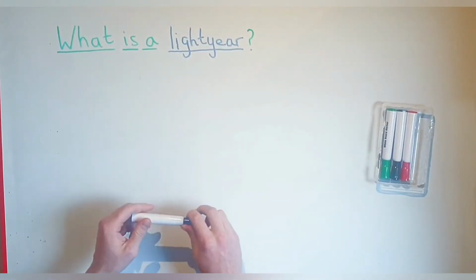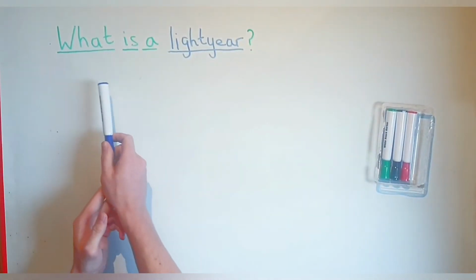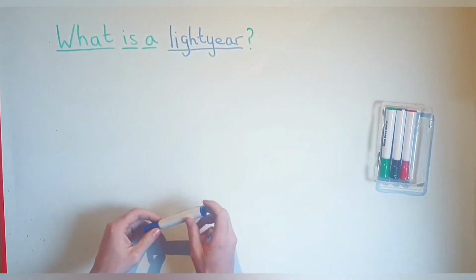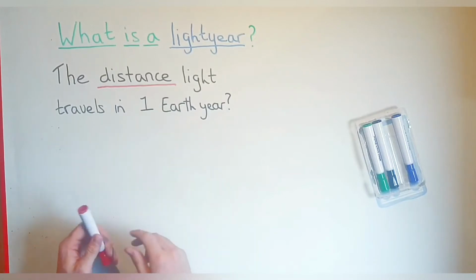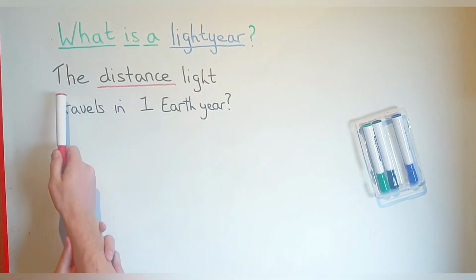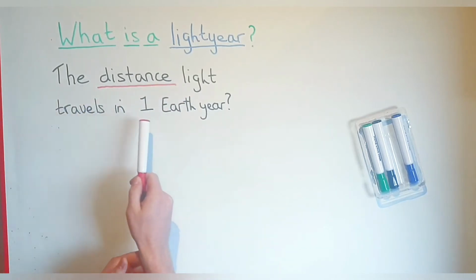The goal of this video is to answer the question of what is a light year, explain why we use it and some of its applications. A good place to start would be looking at the definition of a light year. So a light year is the distance light travels in one Earth year.